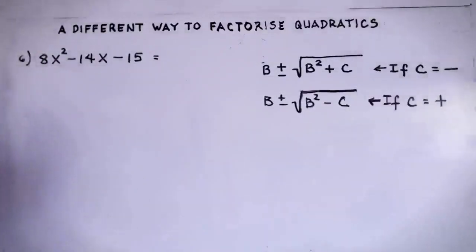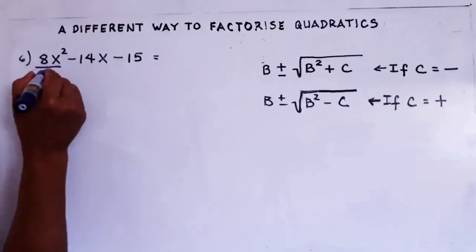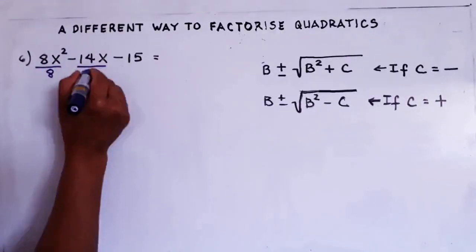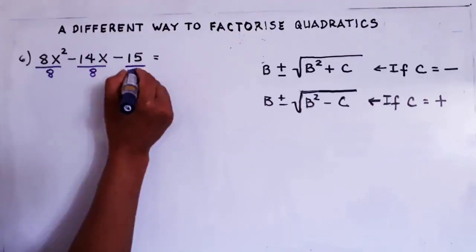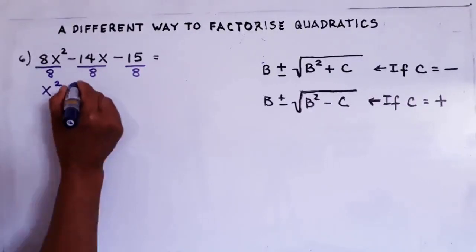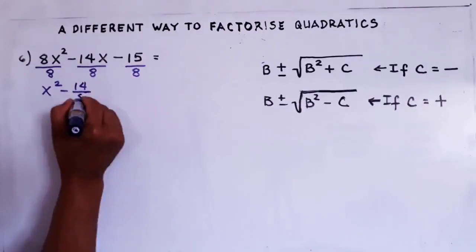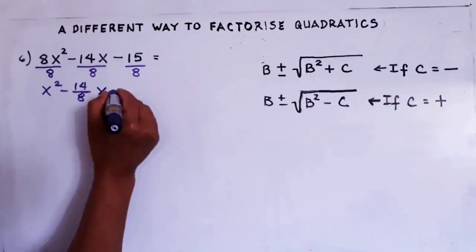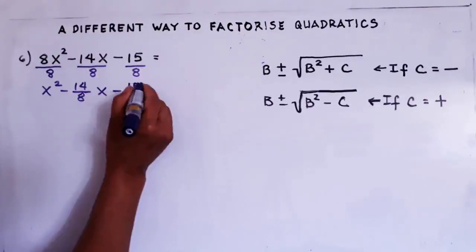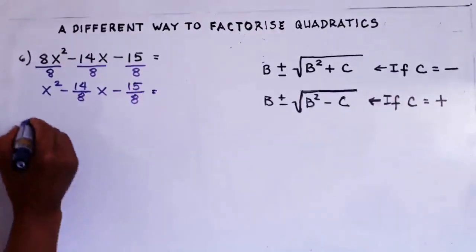Okay, let's have number 6. We have, again, this a is not 1. Divide this by 8, divide this by 8 also, and divide this by 8. So the new expression will be x squared minus 14 over 8 x minus, still it's a fraction here, 8 equals. Now let us take the b.